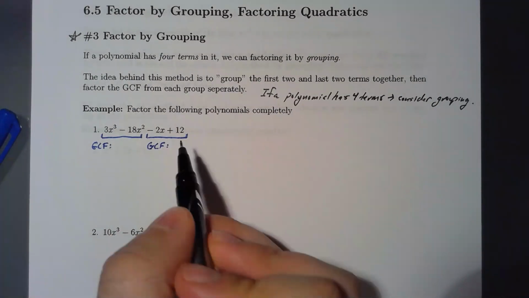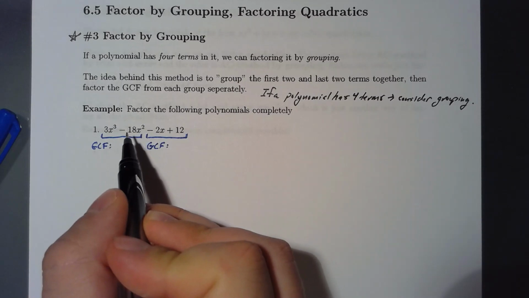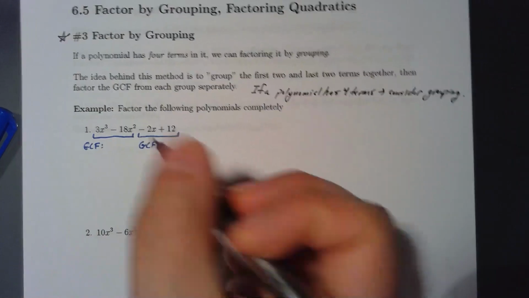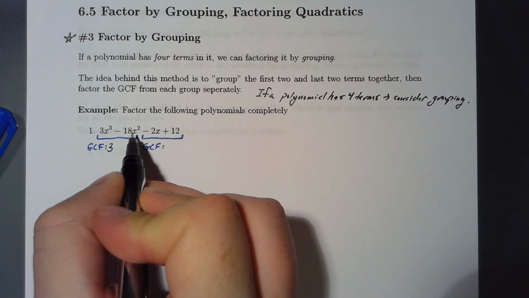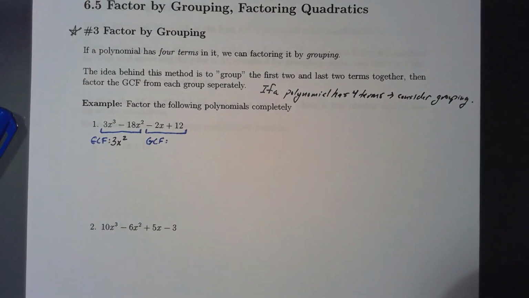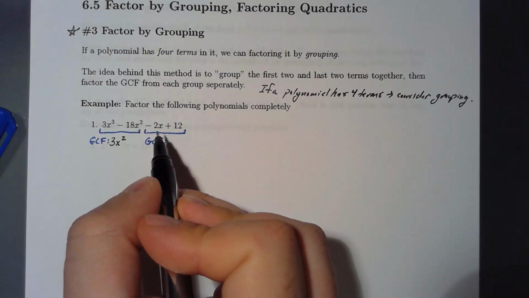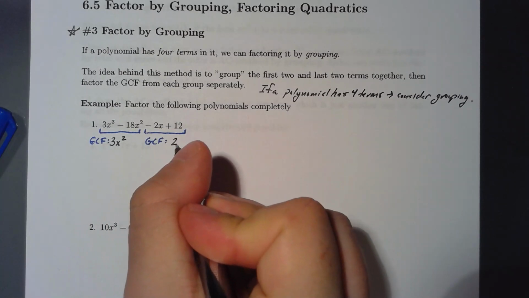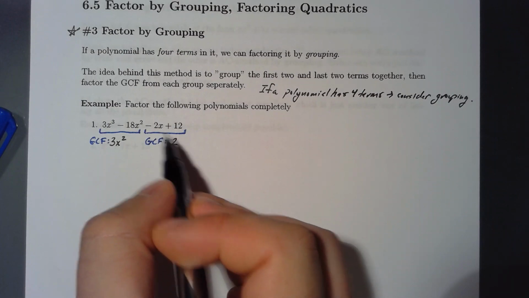So if I just look at each individual group, what's the GCF in 3x cubed and minus 18x squared? What's the GCF between 3 and 18? Well, it's going to be 3. And for x cubed and x squared, the highest they have in common there is x squared. So the first group has a GCF of 3x squared. Now what about the second group? Now 2 and 12, they have a common factor of 2. They don't have an x in common, so there is no x here to tack on. So the GCF here is 2.